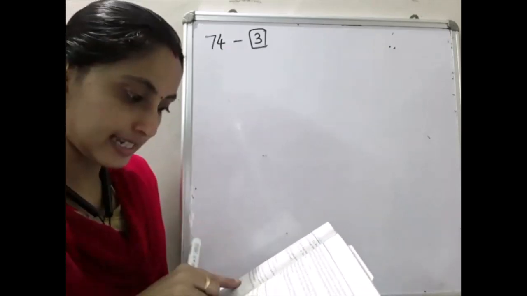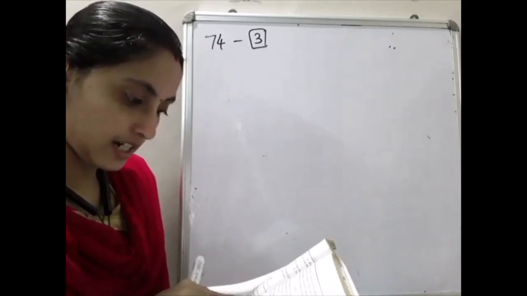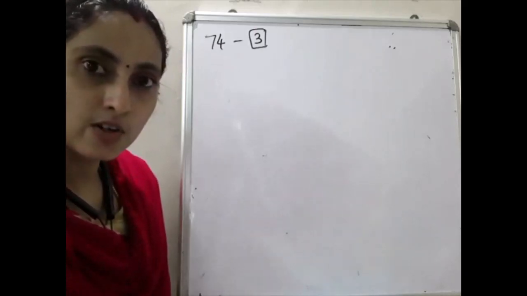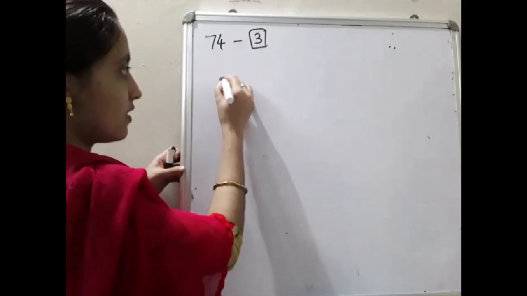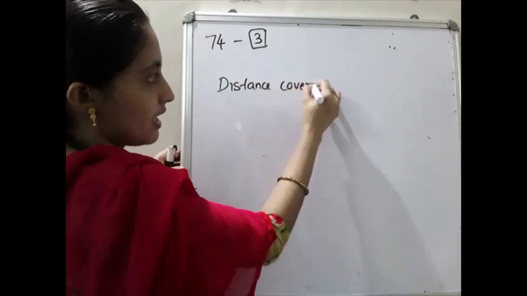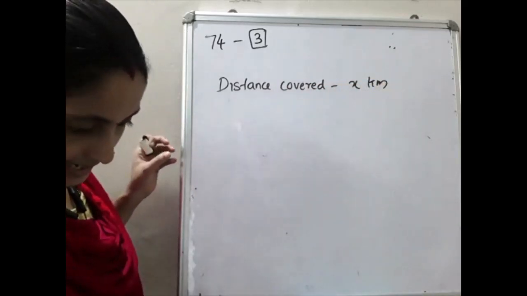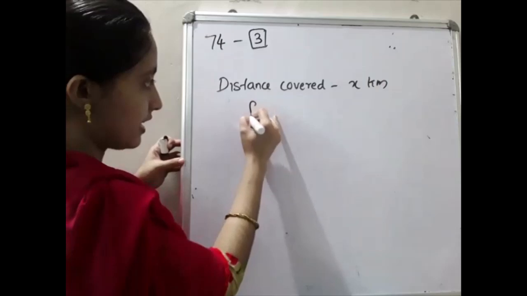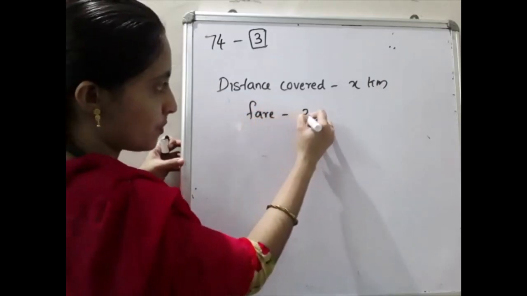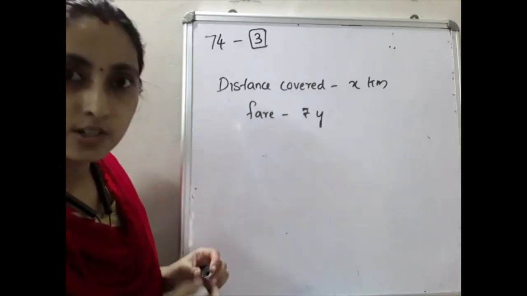First kilometer the fare is 8, and for the subsequent distance it is 5 per kilometer, taking the distance covered as x. The distance covered is given as x kilometer, and the fare as rupees y. So write a linear equation for this and draw the graph.